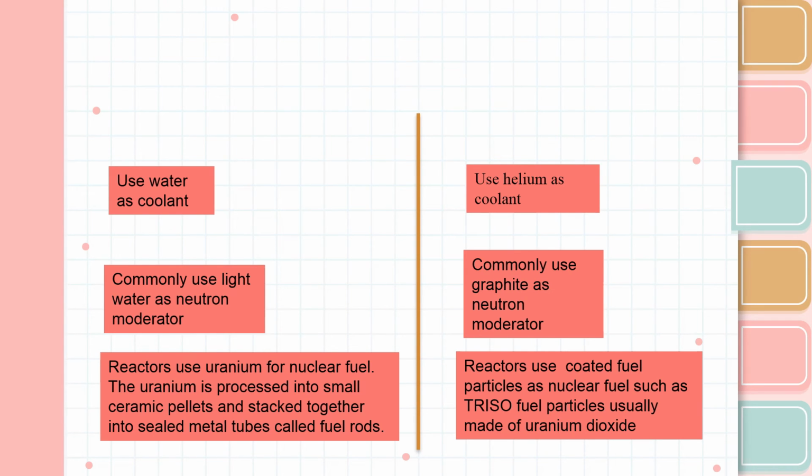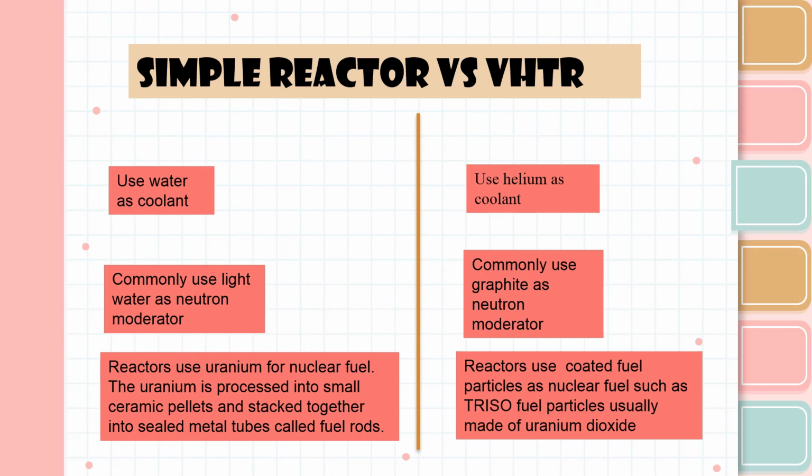Let's proceed to the comparison between a simple reactor and VHTR. The simple reactor uses water as coolant. The VHTR uses helium as coolant. After that, a simple reactor commonly uses light water as neutron moderator, but the VHTR commonly uses graphite as neutron moderator. The last one, reactors use uranium for nuclear fuel. The uranium is processed into small ceramic pellets and stacked together into sealed metal tubes called fuel rods for the simple reactor. For the HTR, the reactor uses coated fuel particles as nuclear fuel, such as TRISO fuel particles, usually made of uranium dioxide.